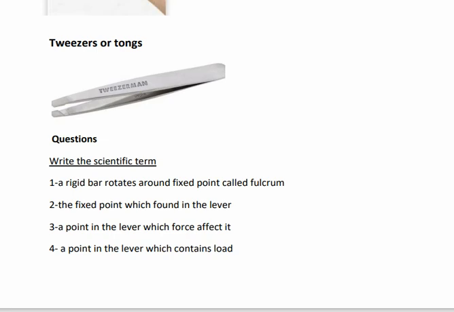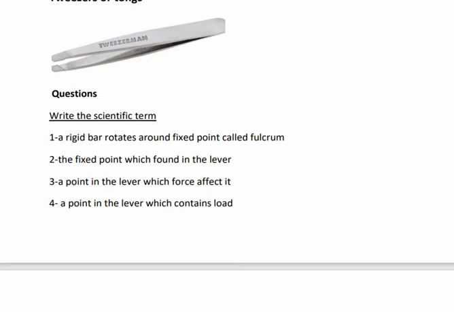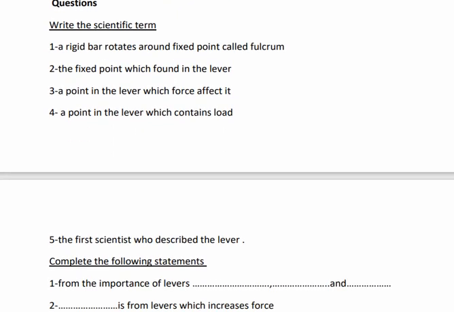Let's answer some questions together. Write the scientific term. A rigid bar rotates around a fixed point called the fulcrum. The answer is lever. The fixed point which is found in the lever. The answer is fulcrum. A point in the lever which force affects. The answer is effort force. A point in the lever which contains the load. The answer is resistance.